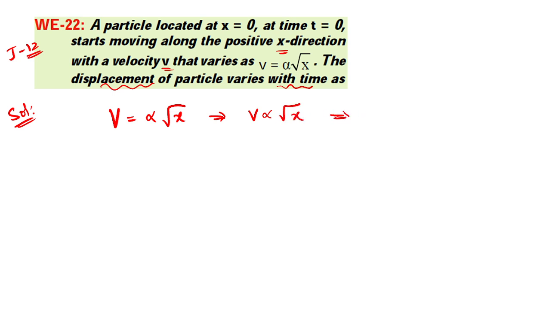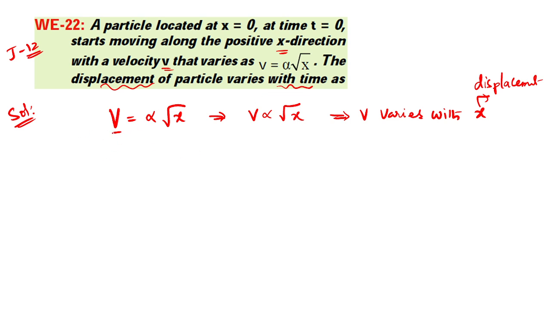What does this mean? Velocity v varies with x, where x is the displacement. Yes or no? But what is our question here? How displacement varies with time, that's what we want to find. Are you getting my point here? So from this equation I'll try to do that.